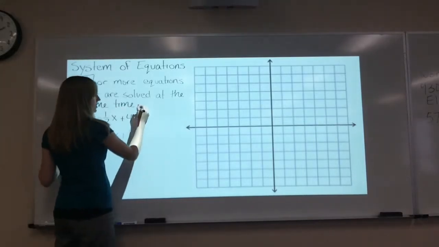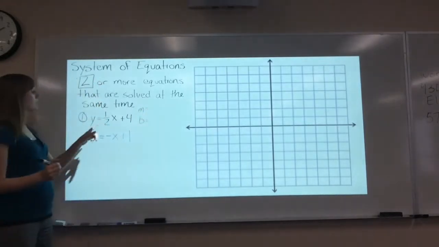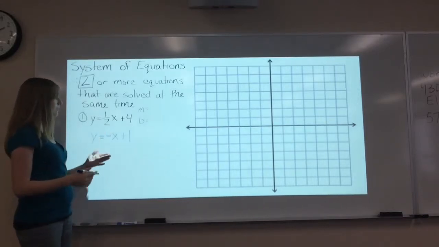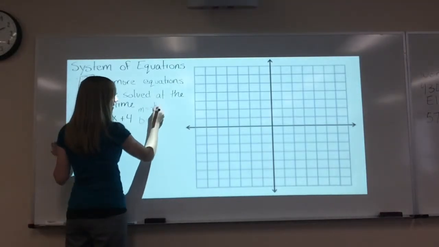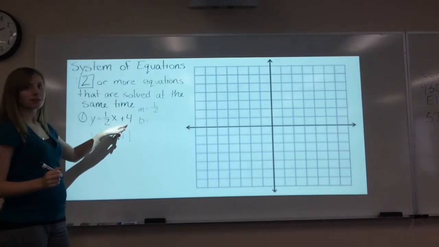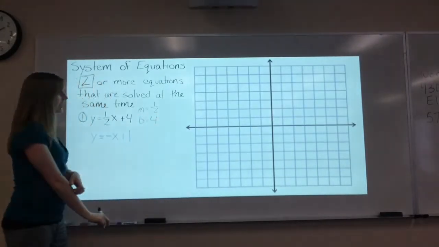We first need to know the slope and the y-intercept. Remember, the slope is always in front of x as long as our equation is in slope-intercept form, which it is. So my slope is going to be positive 1/2. My y-intercept is always that last number, which is positive 4. So 4 is my y-intercept.